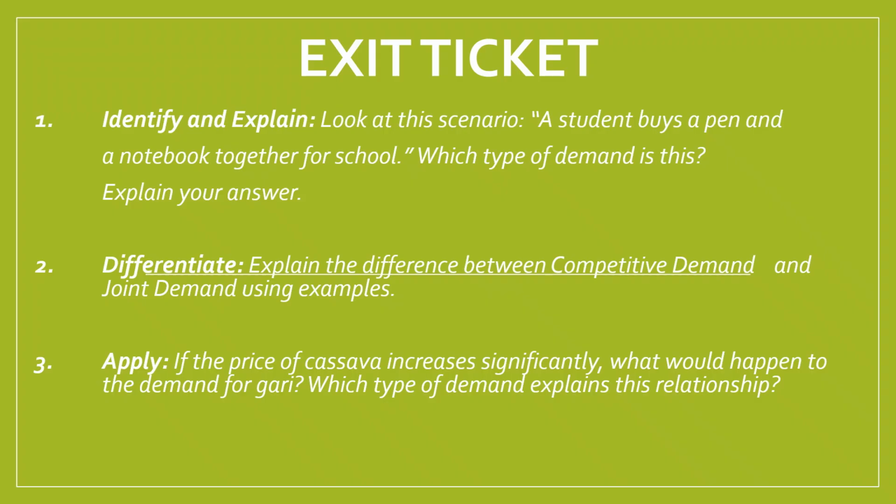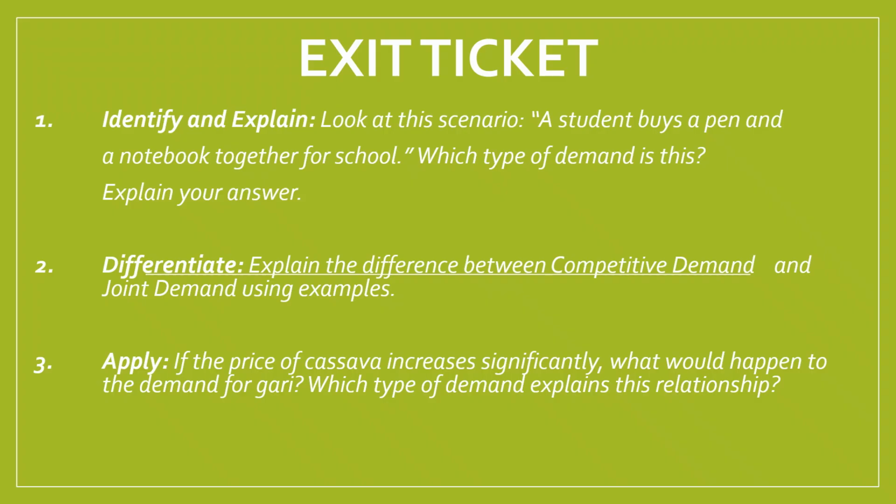Two, explain your answer. Differentiate. Here, you are supposed to identify and explain for the first one. Now you are supposed to differentiate. Explain the difference between competitive demand and joint demand using examples. So explain the difference between competitive demand and joint demand. Use examples to make it clear.